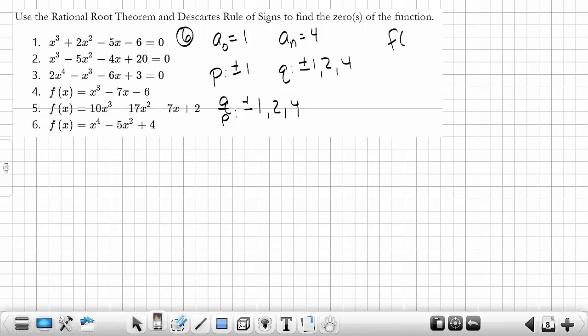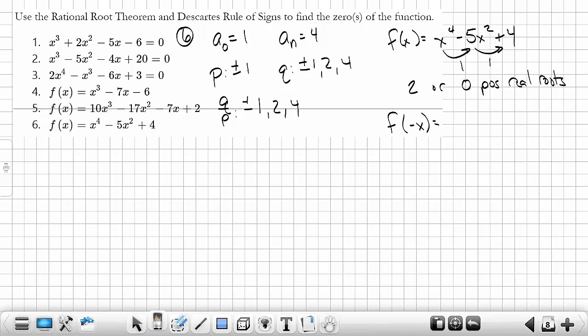F of x equals, Descartes' rule of signs time, x to the 4th minus 5x squared plus 4. Everything's even. This is an even function. Note that. So we have a change here. We have a change here. There are 2 or 0 positive real roots. F of negative x, the reason I said note that it's even, is going to do nothing. My even powers don't change. So it's the exact same equation. There is a change, there is a change. 2 or 0 negative real roots.